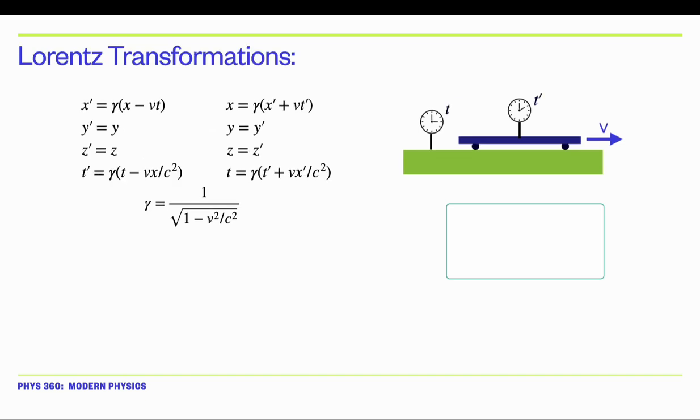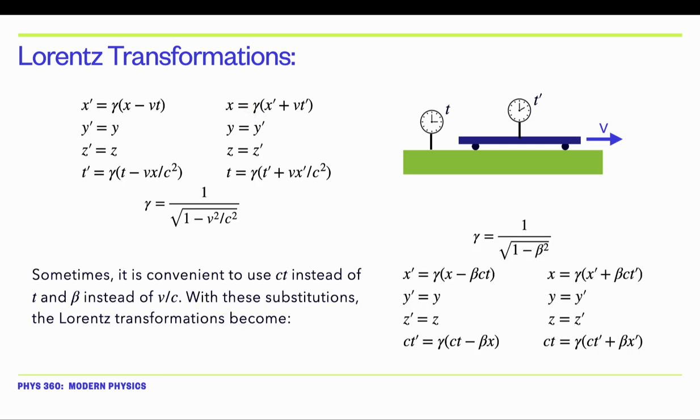So we can now summarize the results. These are the Lorentz transformations. The left side lets us calculate the primed coordinates given the unprimed values, and the right equations let us calculate the unprimed given the primed.